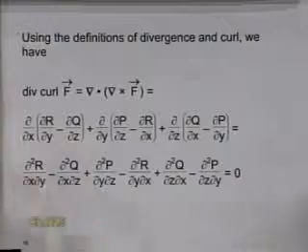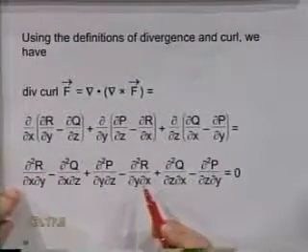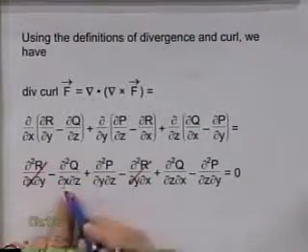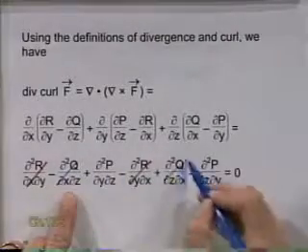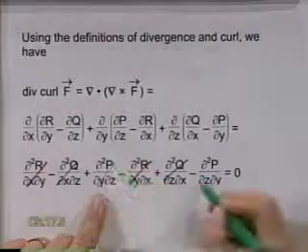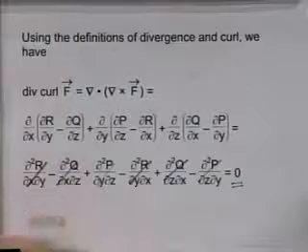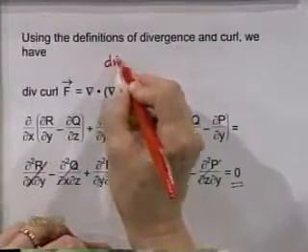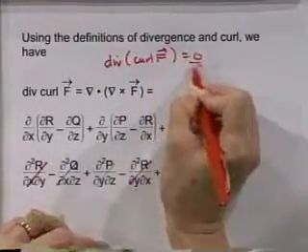But Clairaut's theorem says, oh, if I take the partial of r with respect to x with respect to y, or with respect to y with respect to x, they cancel. Partial of q with respect to x with respect to z, with respect to z with respect to x, they cancel. And these guys, the order's just indifferent, but one's a plus, one's a minus. Everything cancels, and we get 0. So what we have proven is, if you give me any vector-valued function, if I take the divergence of the curl of that function, I will always get 0.